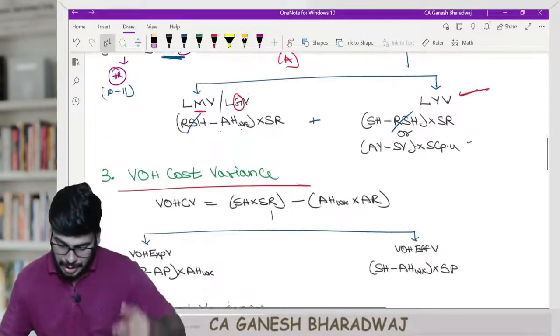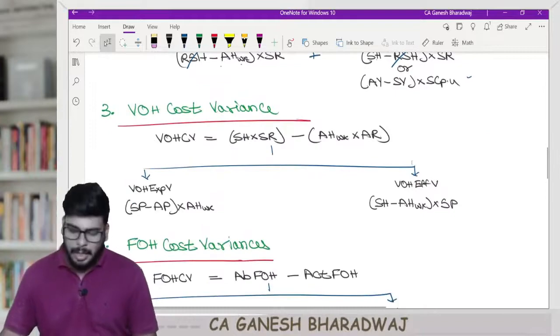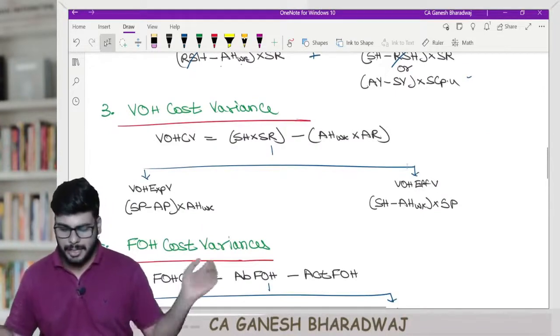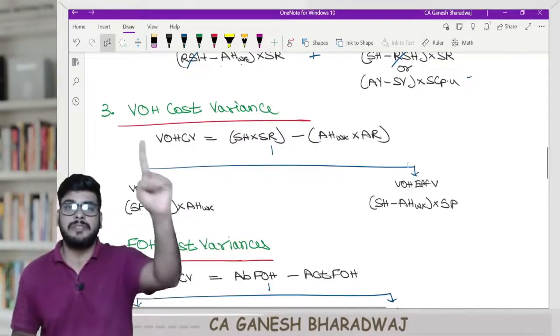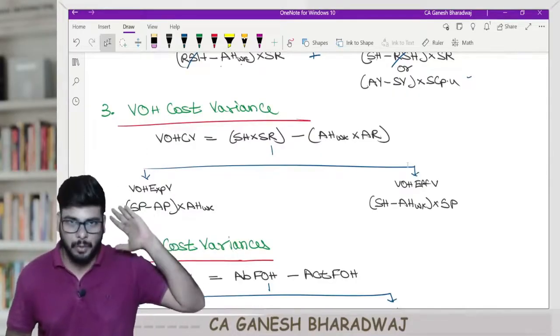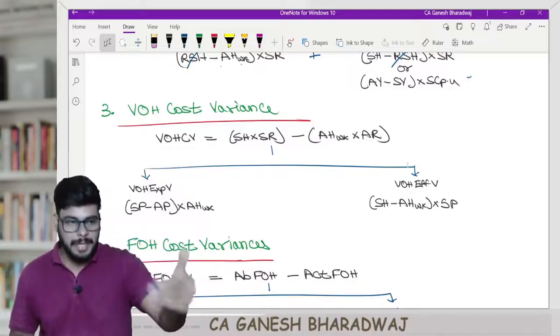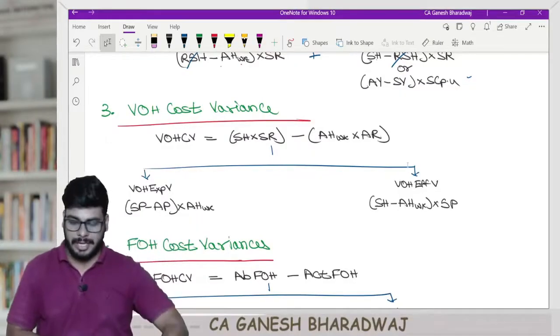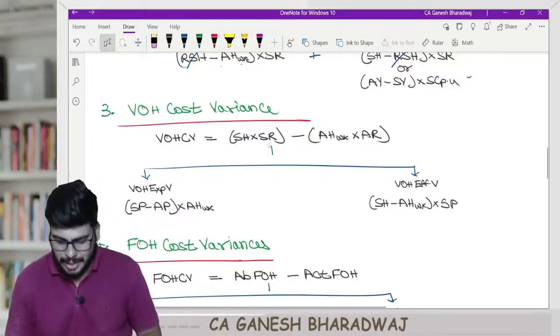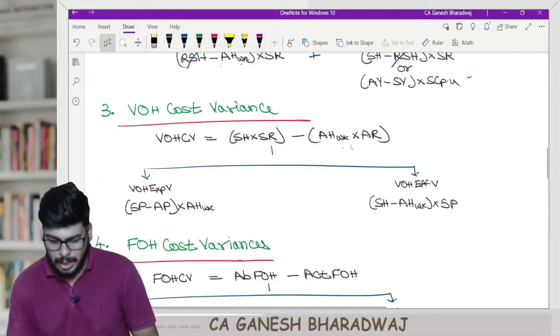Clear with this, guys? Now let's move on to the next one, which is variable overhead cost variances. Variable overhead cost variances are fairly simple. What should be the variable overhead, for example your power and fuel cost? What should have been the variable cost incurred, compared with what is actually the variable overhead cost incurred? So it is standard hours into standard rate minus actual hours worked into actual rate.